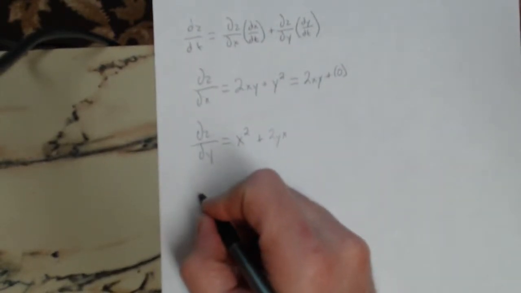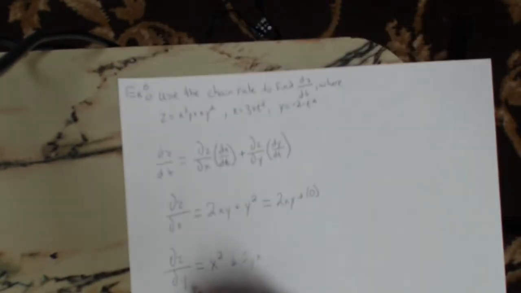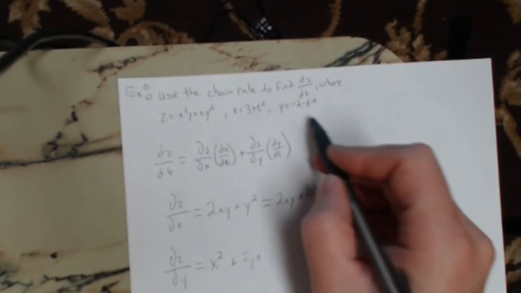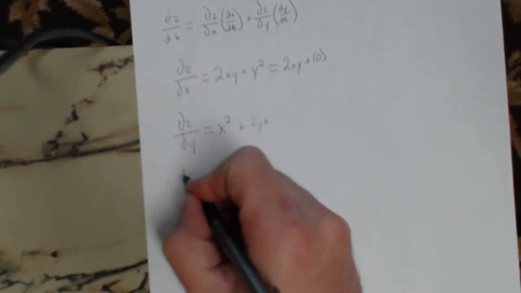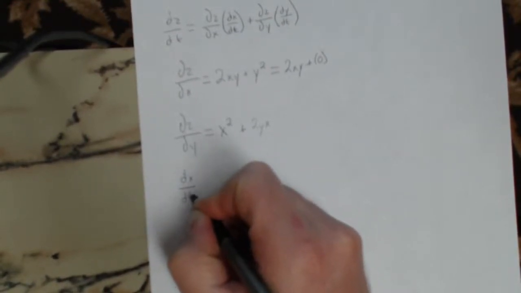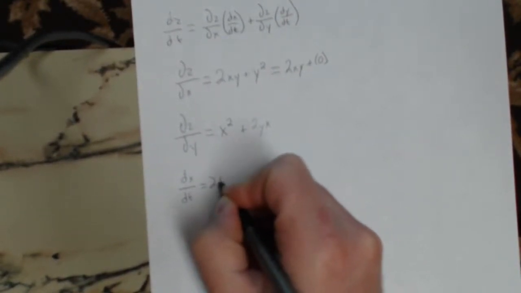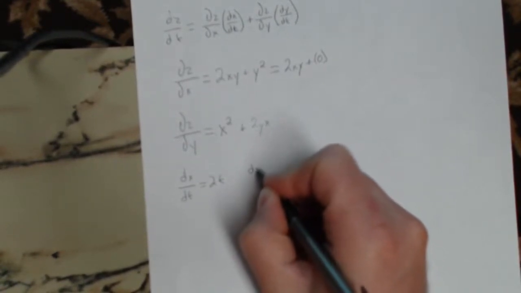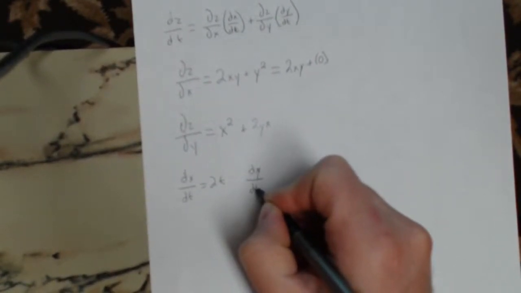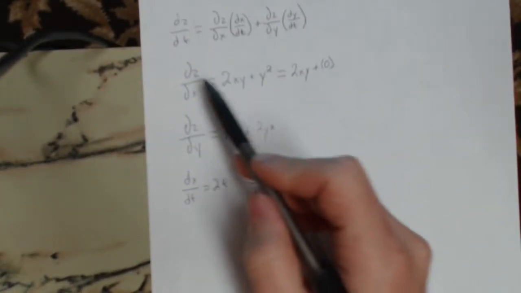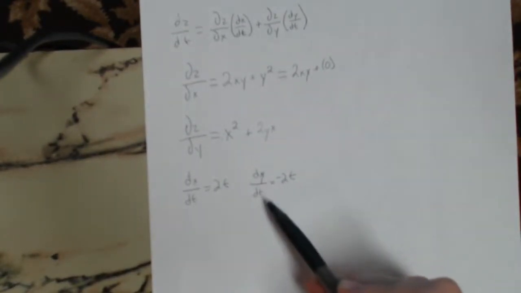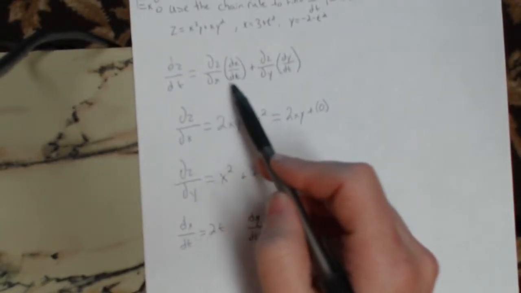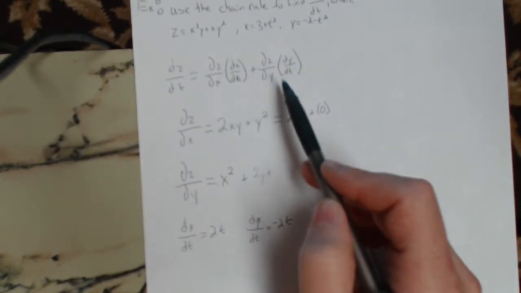Then I need to find the derivatives of the equations that are given to me, 3 plus t squared, negative 2 minus t squared. These, of course, are very simple. dx/dt is going to be 2t, and dy/dt is going to be negative 2t. And now I have all four parts, the partial with respect to x, partial with respect to y, dx/dt, and dy/dt. And that means I can use my chain rule to rewrite the whole equation.